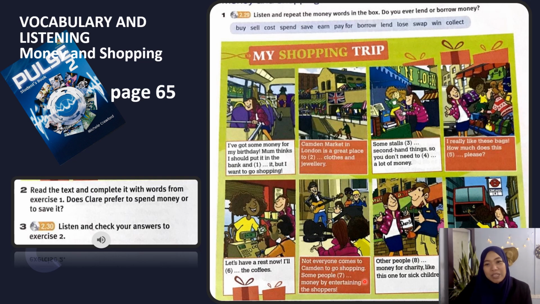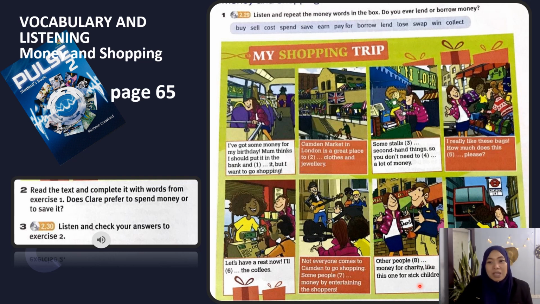Okay, not everyone comes to Camden to go shopping. Some people earn money by entertaining the shoppers. So you see, there are people, the buskers they call it. They play music and sing at the side of the road, and they are collecting money from the viewers. Okay, so these people, they are earning, meaning that they do some work, and they get the money based on the entertainment they are giving to other people.